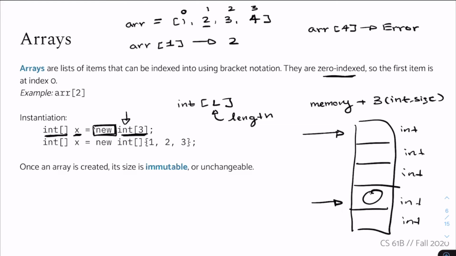The other way to do it is very similar. It follows the same basic structure, except instead of having a size here, you pre-fill it with numbers. And because you know how long that list you're providing is, you don't have to tell it it's also size 3, because that's redundant information.